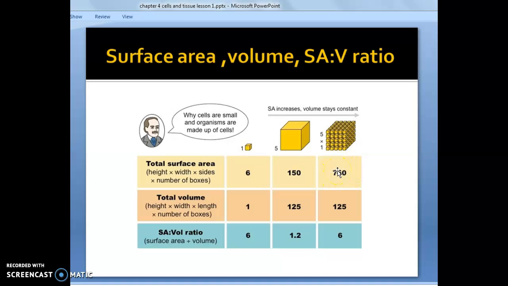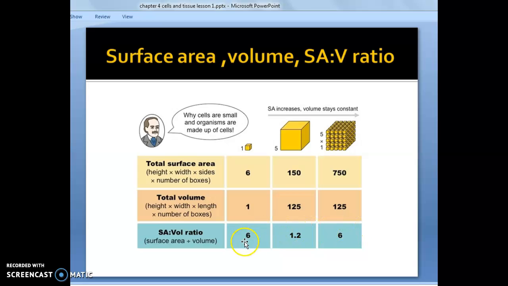square units of area. Now in this third row you are going to see that we have calculated the surface area. SA stands for surface area to volume ratio, right? So this is the surface area, this is the volume. So 6 divided by 1 equals 6. 150 divided by 125, we are getting 1.2. 750 divided by 125, we are going to get 6, okay.